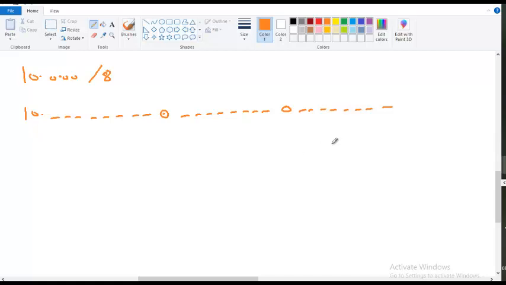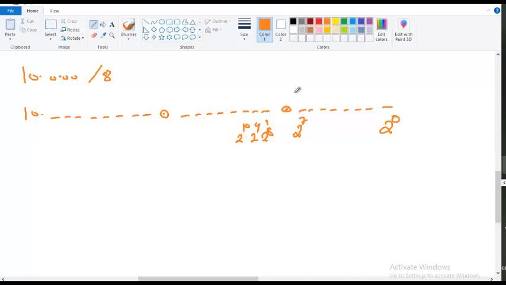So the number of bits, we all know, is 32. It is not 8.8.8 bits. The IP address is 32 bits. So if this is 2 to the power of 0, and if this is 2 to the power of 7, this should be 2 to the power of 8. 2 to the power of 9, 2 to the power of 10, it goes like this.